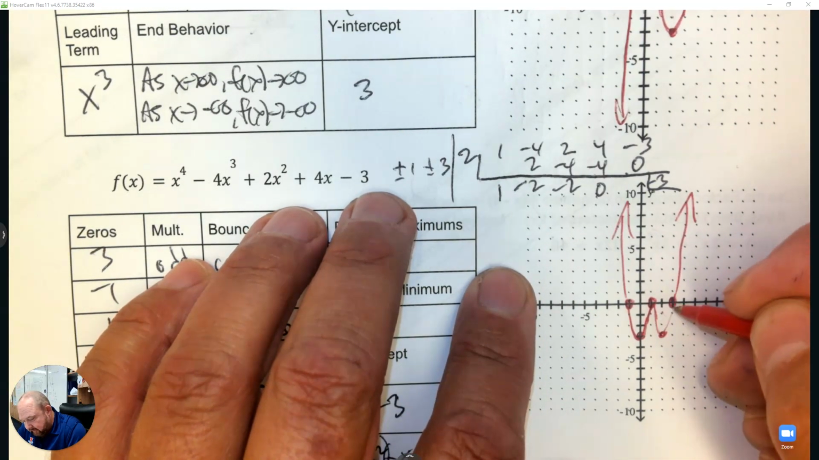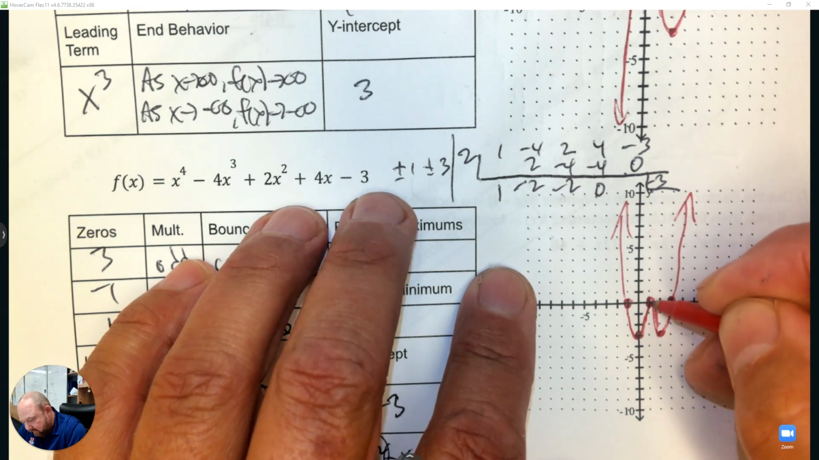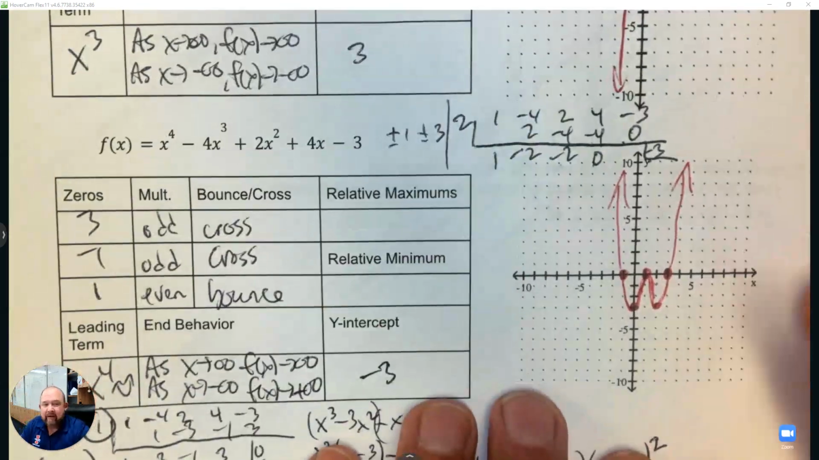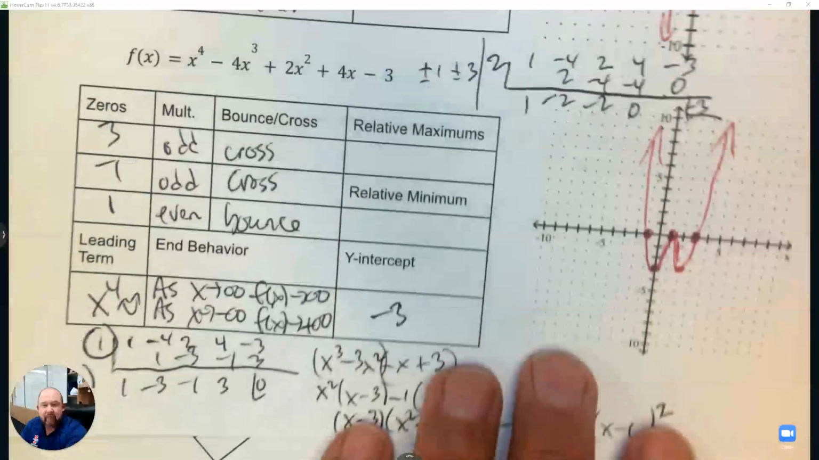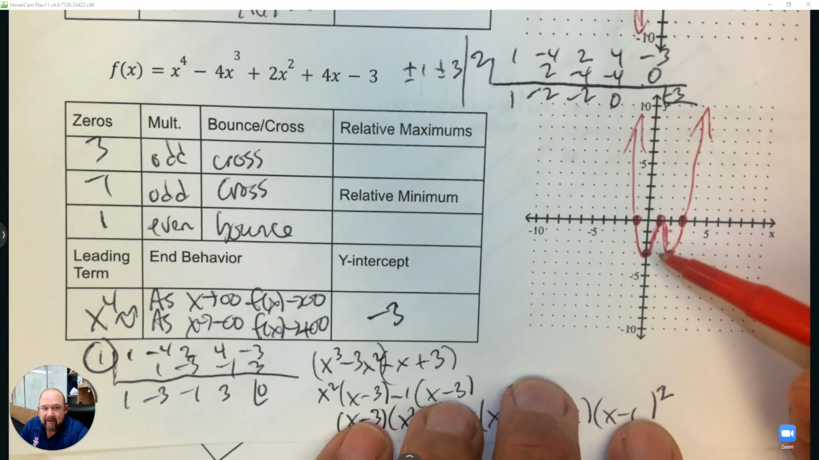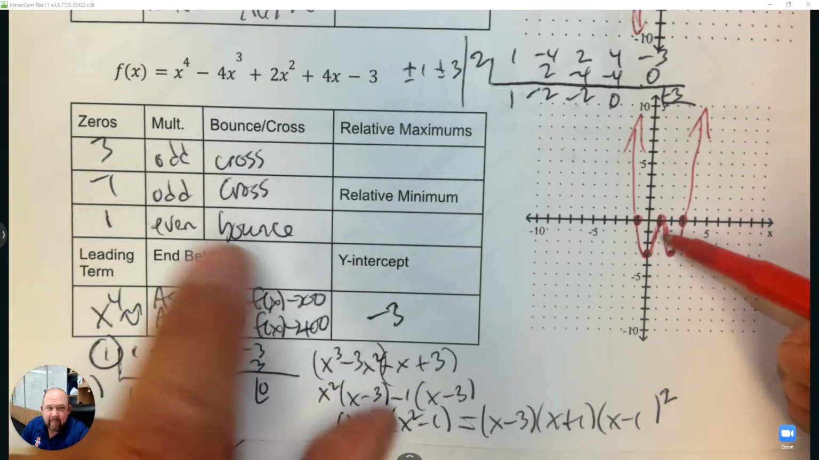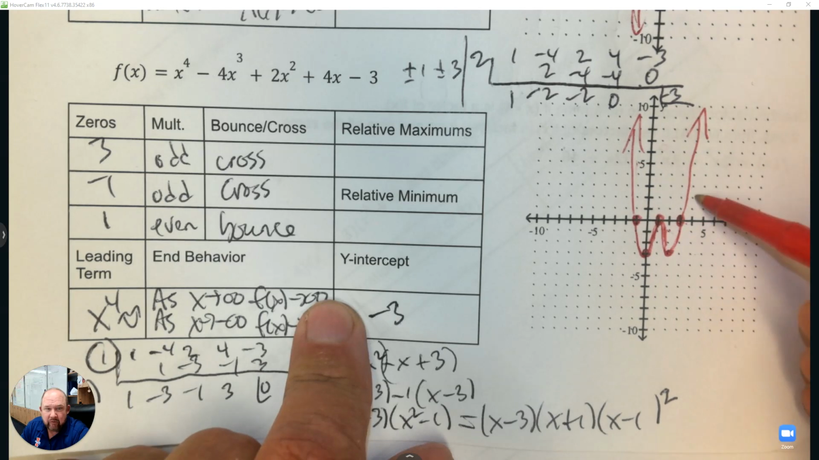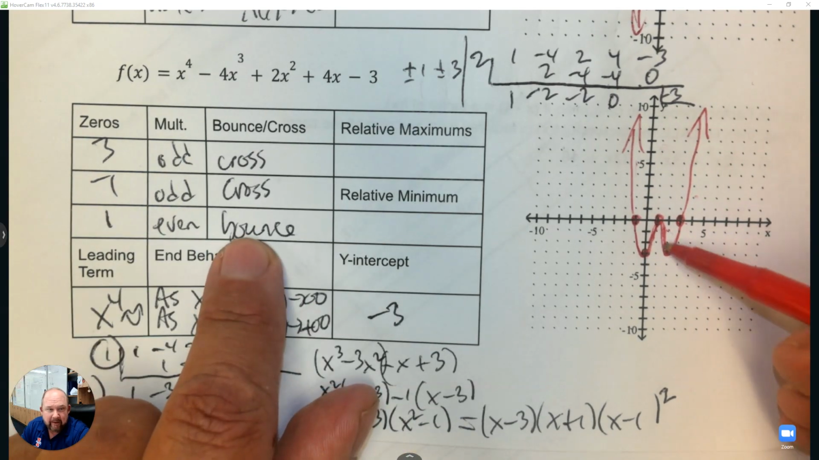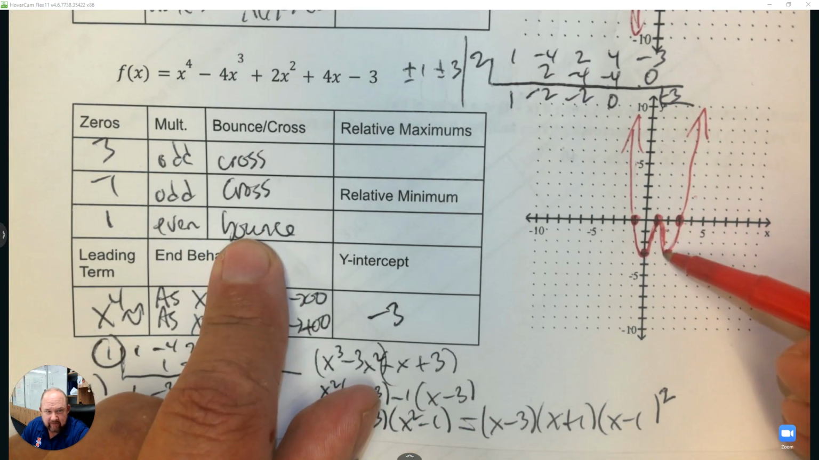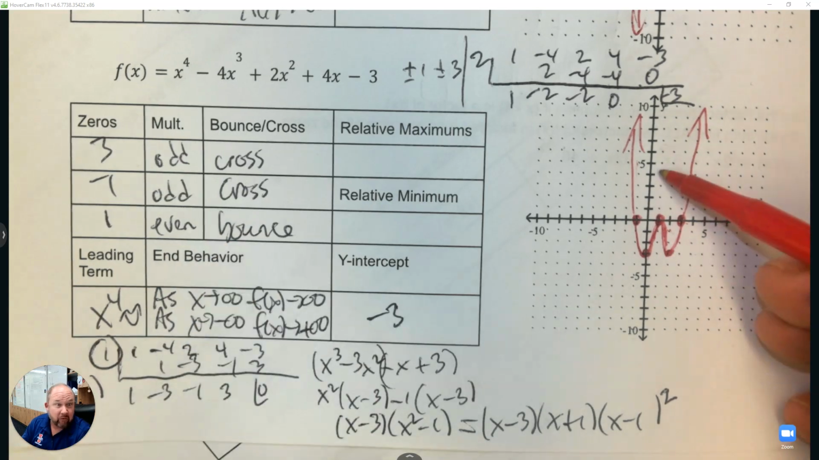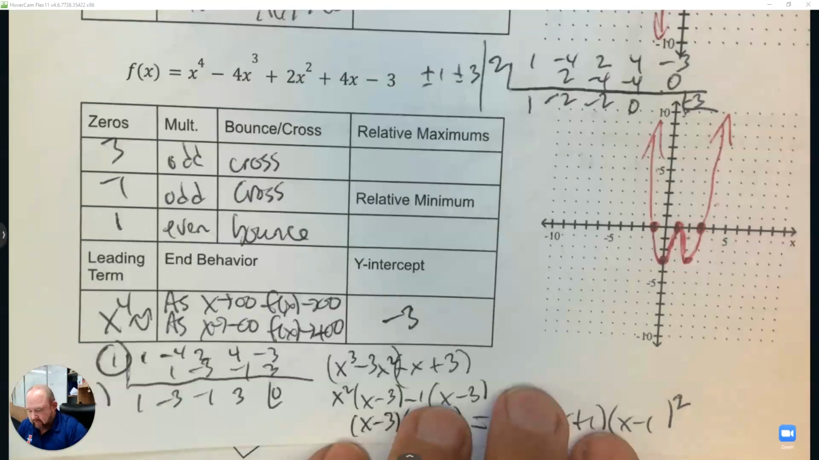And then connect the rest of your graph together. And then see how it matches what we said, and then we'll talk about the turning points. So we said at 3 and at negative 1 it crosses over, but at positive 1 it bounces. So do you see how it just touches and then stays and it bounces off of it and it doesn't cross over? So it matches, which is nice.